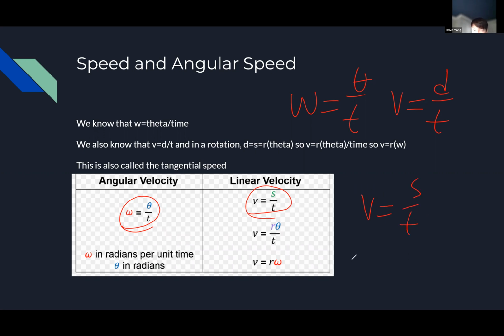In a circle, for linear motion, instead of d it would be s, because it would be the arc length. And we know that v equals s over t, where s equals r times theta, since theta is equal to s over r. Now that we know the arc length is equal to r times theta, we can plug it back into this equation.